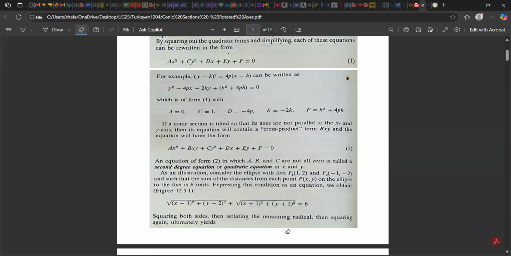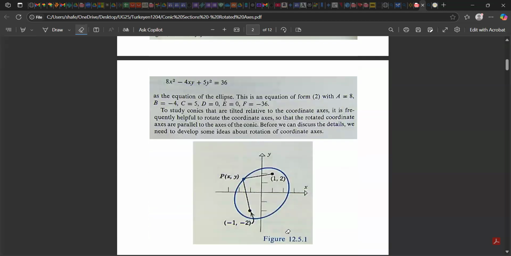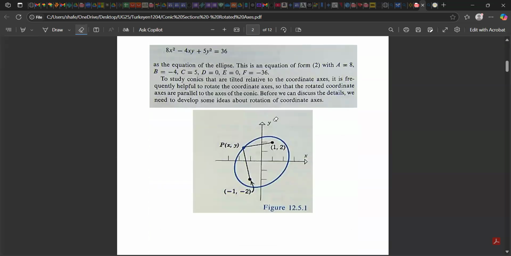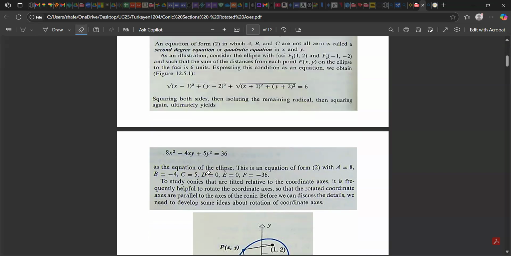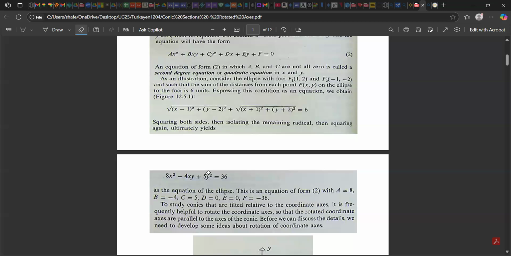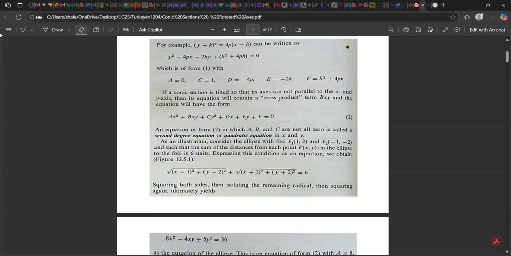Let's skip over this here. I want to get straight to that, right? Look at this one. This is an example of a rotated conic section, right? It's an ellipse. So where am I? Oh, I jumped over too much, right?